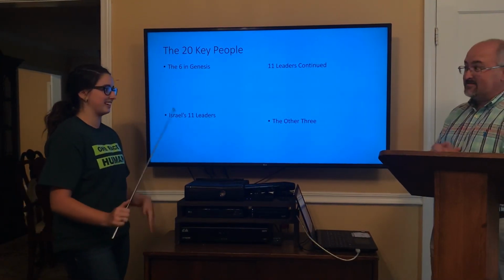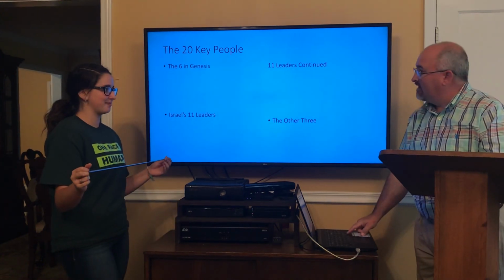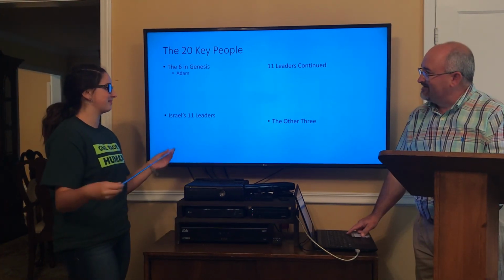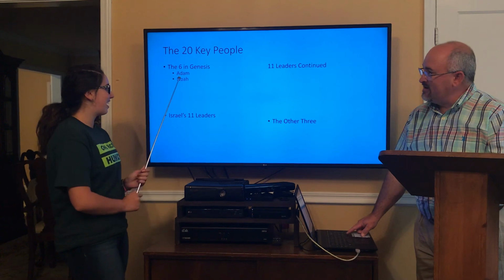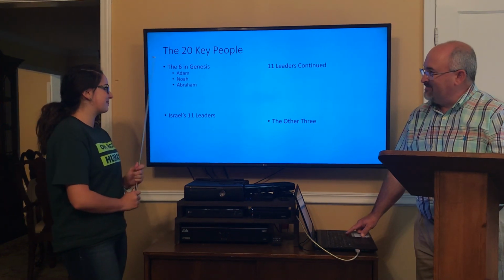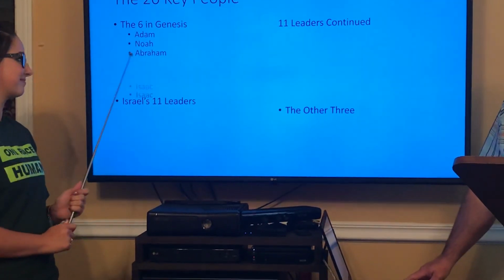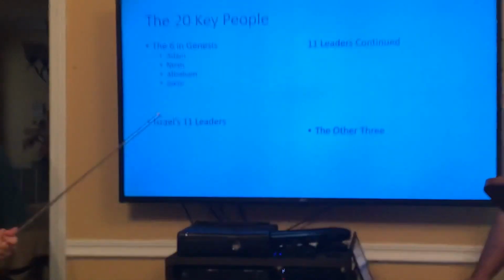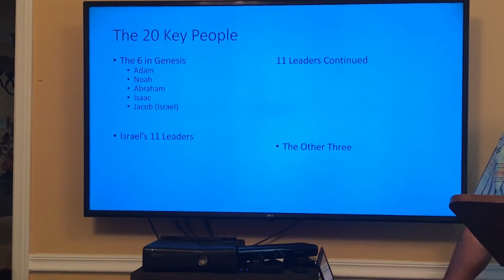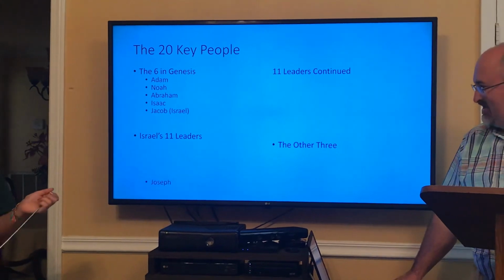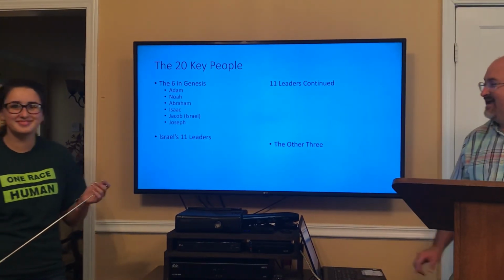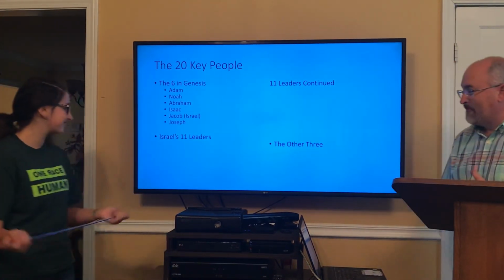All right, the 20 key people. What are the 6 in Genesis? Adam. Noah. You want to point them out? Adam, Noah, Abraham, Isaac, and Jacob, and his son, Joseph. Very good.